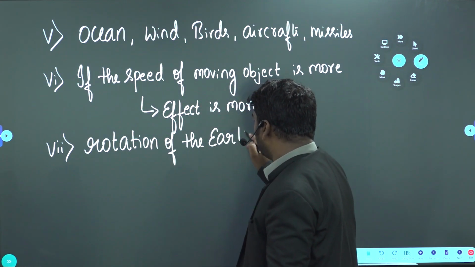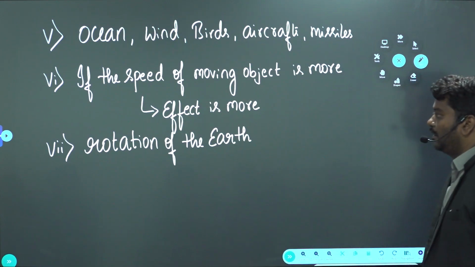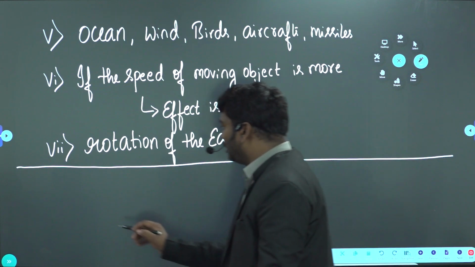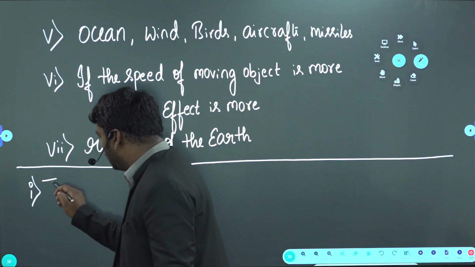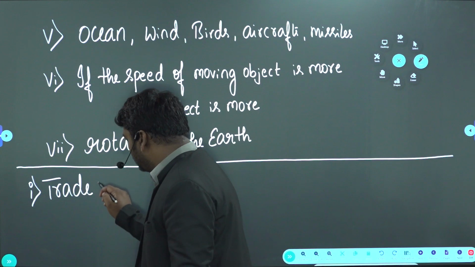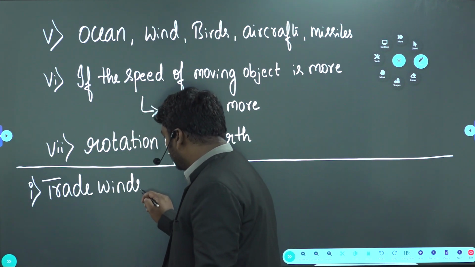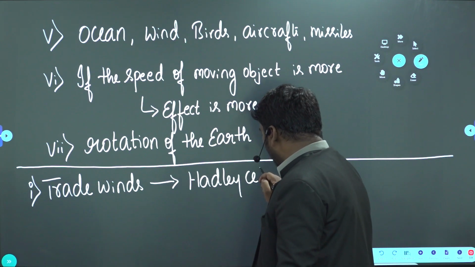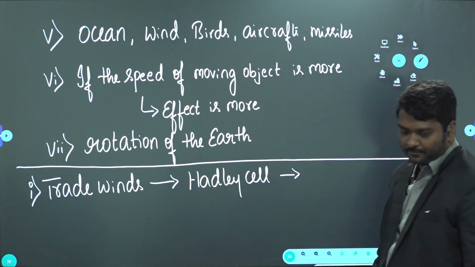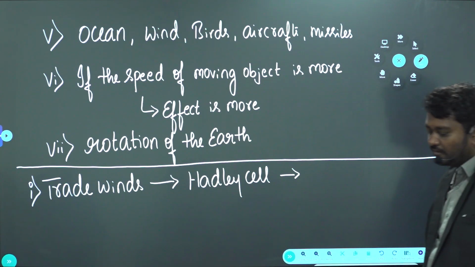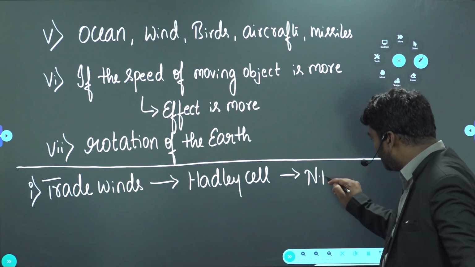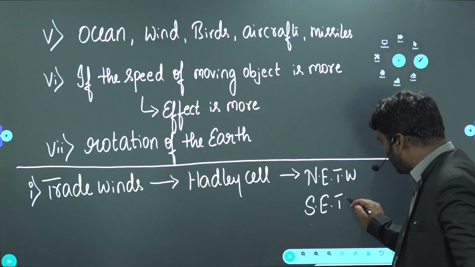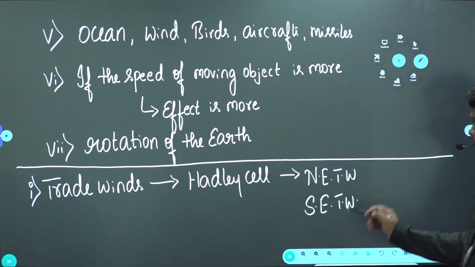Okay. Now let's talk about the properties of the winds. First one, trade winds. They are mostly present in which cell? Hadley cell. What are the two trade winds you have? Northeast trade winds, southeast trade winds.